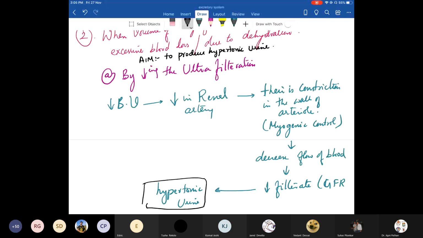Myogenic control gets activated when the blood volume and blood pressure are decreased. The aim of myogenic control is to decrease the diameter of the arteriole so that less blood can flow. If less blood is flowing through, then less filtrate is formed. That less filtrate will give hypertonic urine. GFR is less. Next, write this down and let me know once it is done.